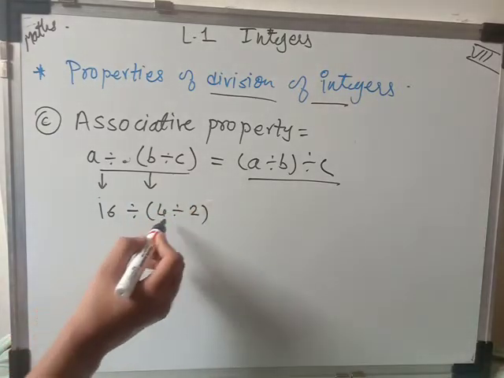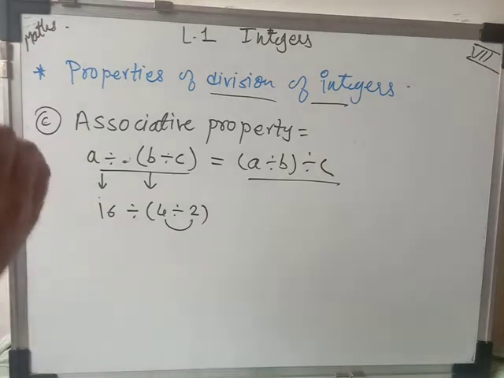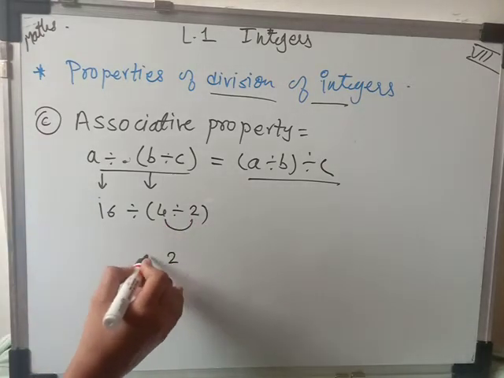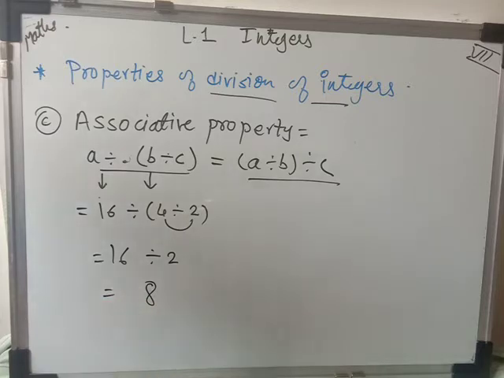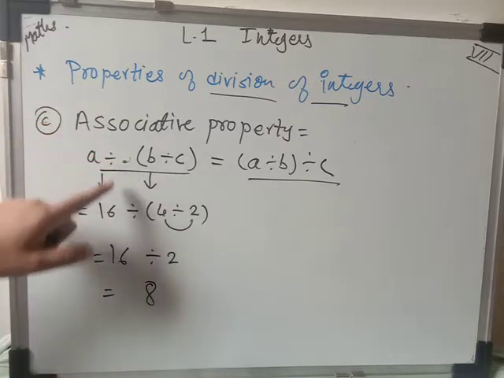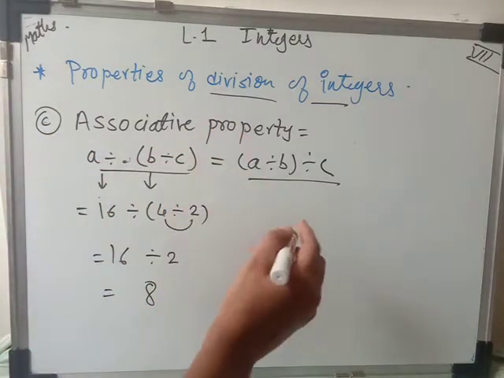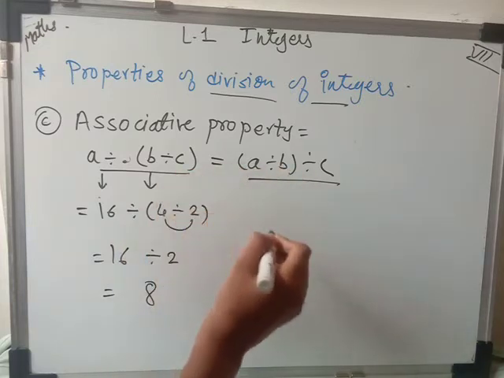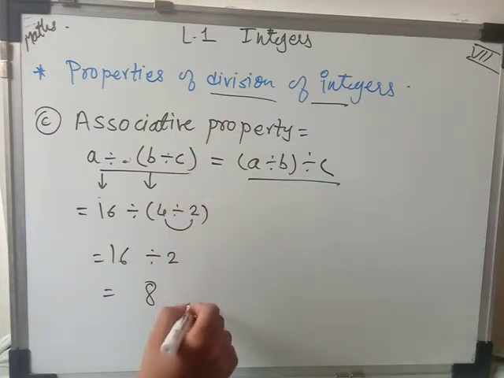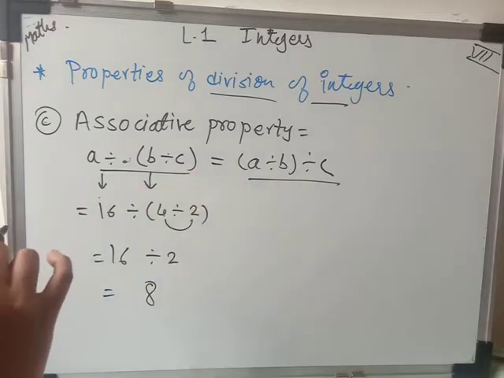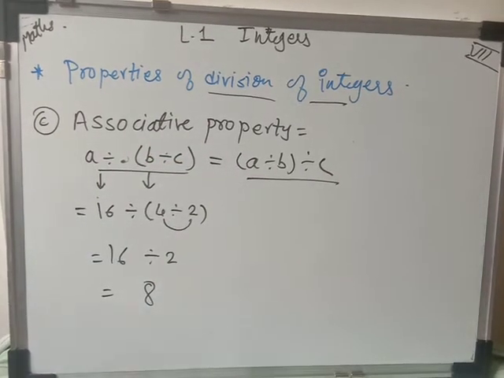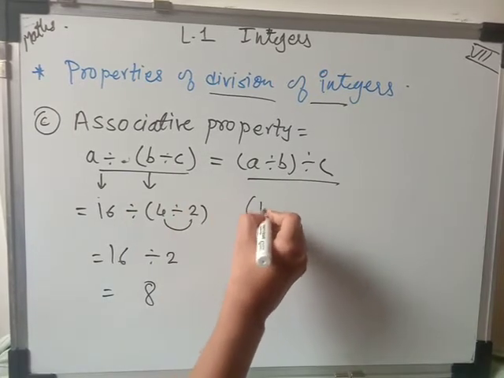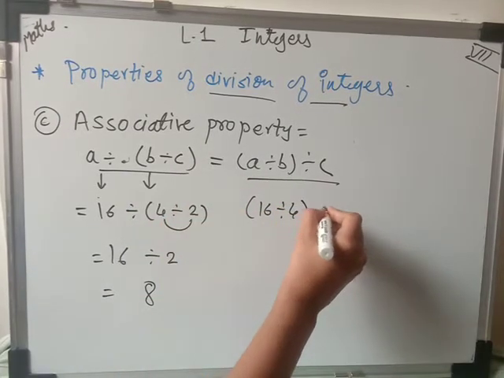First, whatever is in the bracket, solve it first. So 16 divided by 4 is 4, and then 4 divided by 2: 2 twos are 4... so we get 2. Then 16 divided by 2: 2 eights are 16, so we got the answer 8. From the left hand side equation we got 8. Now let's check whether this equation is equal to the other one.